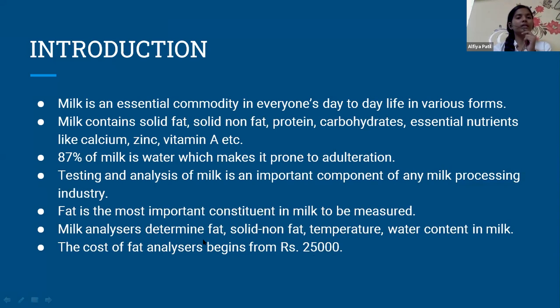So knowing the importance of milk in our lives, it is an essential commodity. In day-to-day life, we consume a lot of milk and various milk products. Now milk contains a lot of nutrients, solid fat, solid non-fat, protein, carbs, etc. Since milk has 87% of water in it, it is very easily prone to adulteration. So what these farmers do is they sometimes add sugar to it in order to increase its fat, or some chemicals adulterating this, they increase their fat, and ultimately they sell it at higher costs.